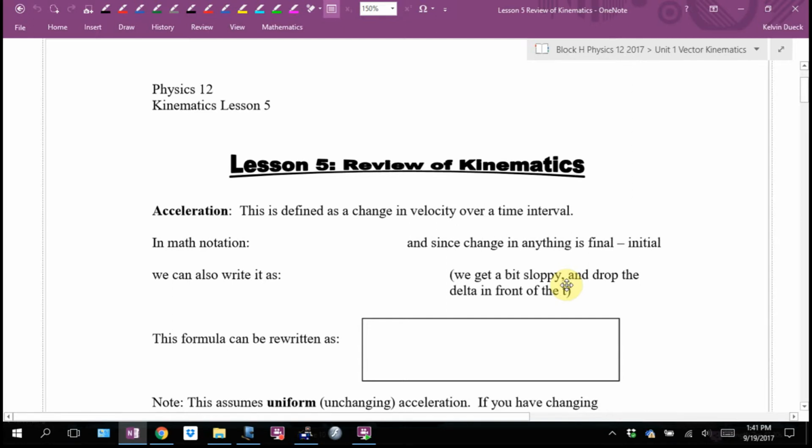You may or may not want your formula sheet out. You may remember these from last year because we used them a lot, but these are the equations that we're going to be using for the remainder of this unit. In theory, this is review.